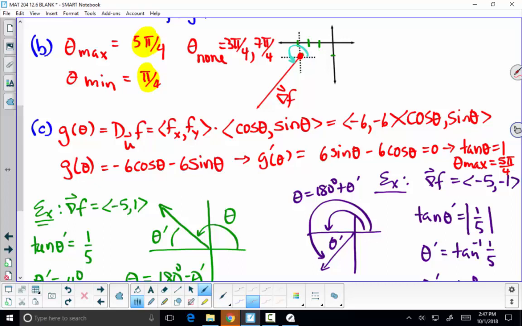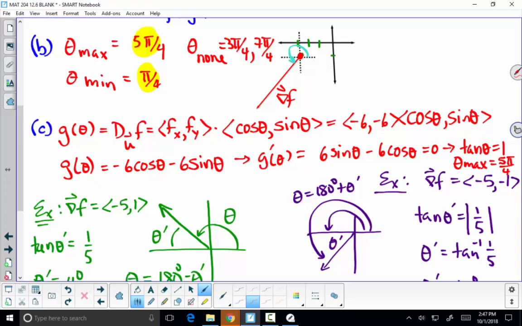Yeah? Using this method, we get tangent theta equals 1. Is it possible that the theta is our min, like 5 pi over 4 is the min, or is it always going to be the max? It depends on what these guys are. So if we know we're in quadrant 3, when tangent is 1, that's 5 pi over 4. If we're in quadrant 1 where tangent is 1, then we're at pi over 4. So if it was 6, 6, the max would be pi over 4. Yes. That makes sense.